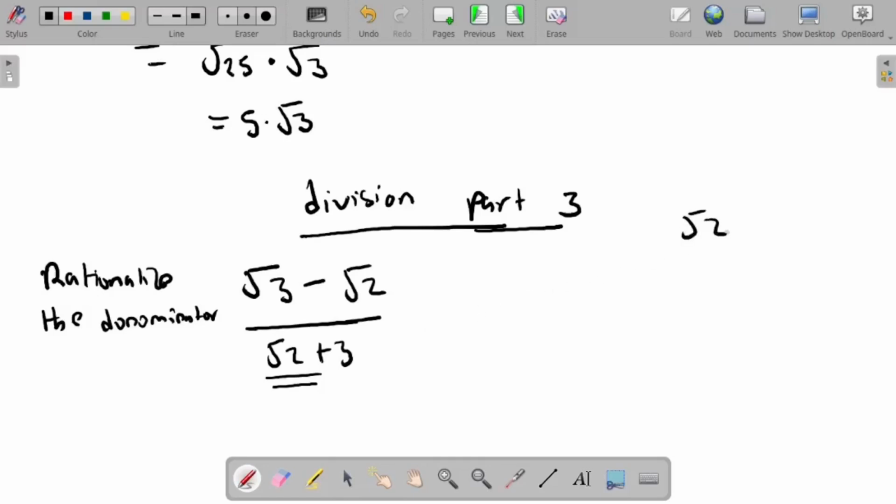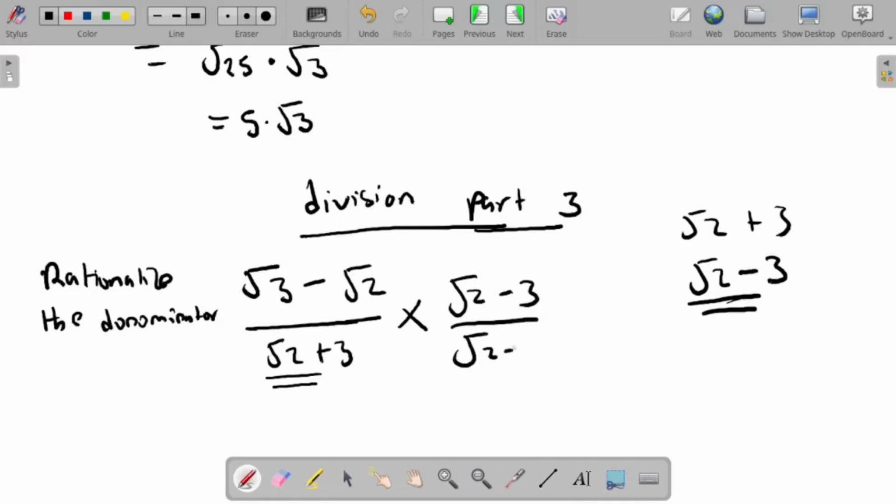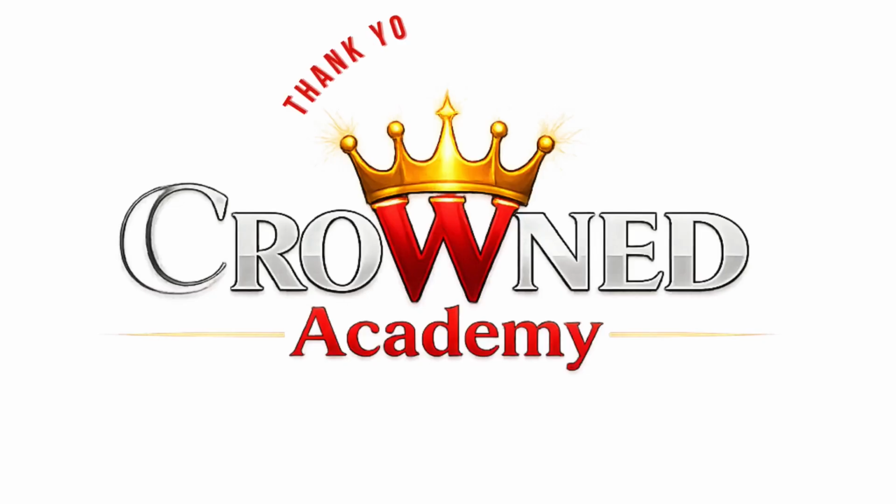Since it's just root 2 plus 3, what we're going to do is we drop the plus, then just change the sign in between root 2 and 3. In this case, it's positive, meaning you're going to have minus 3. So this is the conjugate of root 2 plus 3. We just change the sign in between. Then we are going to multiply both the numerator and the denominator by root 2 minus 3 over root 2 minus 3. Thereafter, we're going to simplify. So this is what is going to be in part 3 of the YouTube video, and you're going to solve all the way to complex numbers.